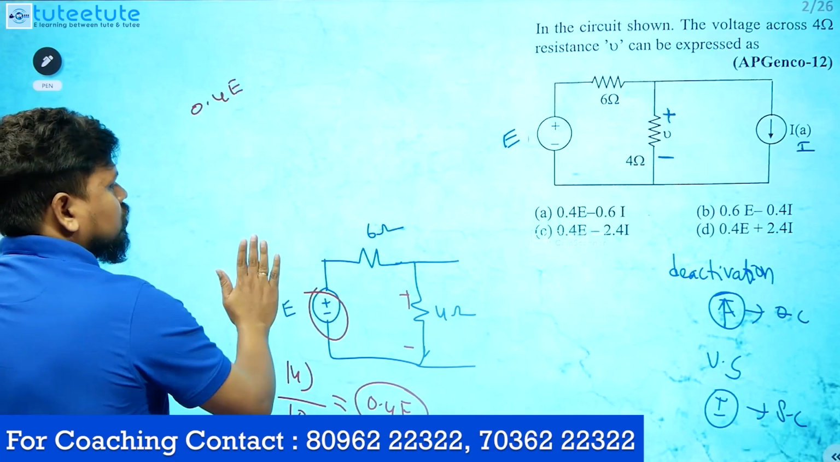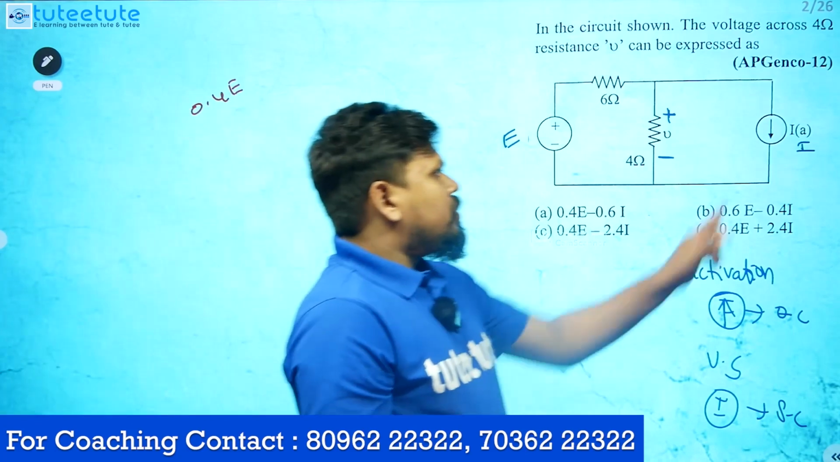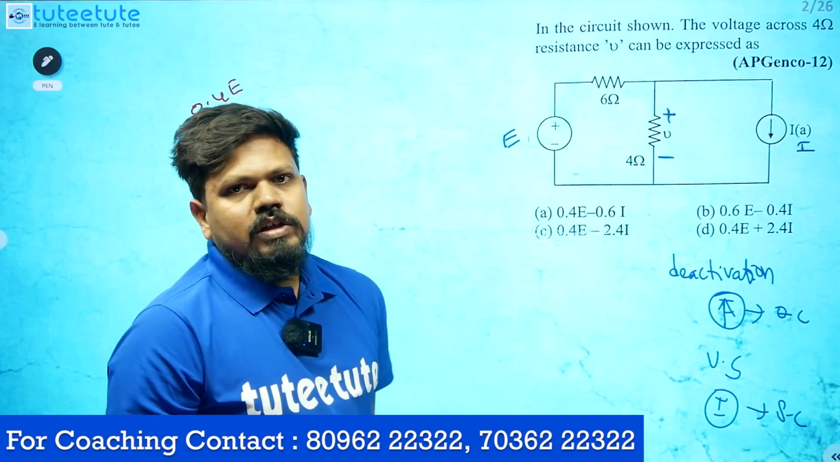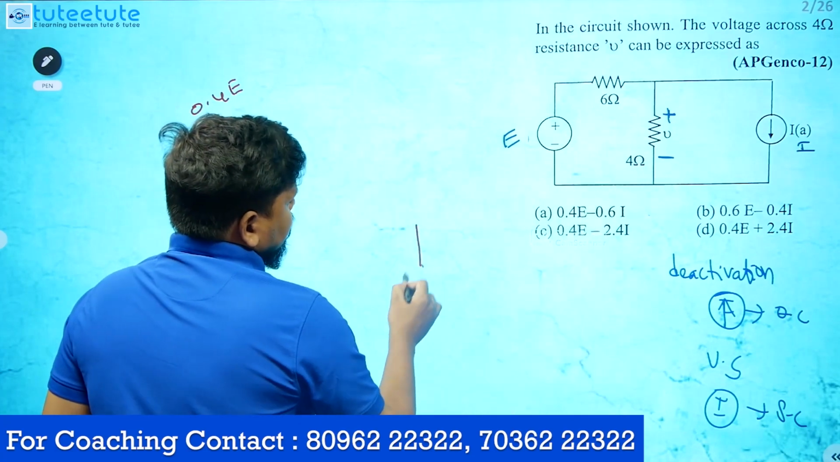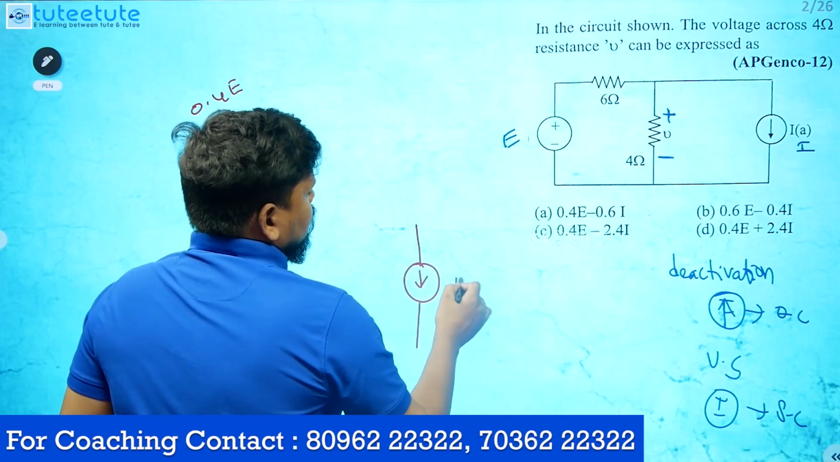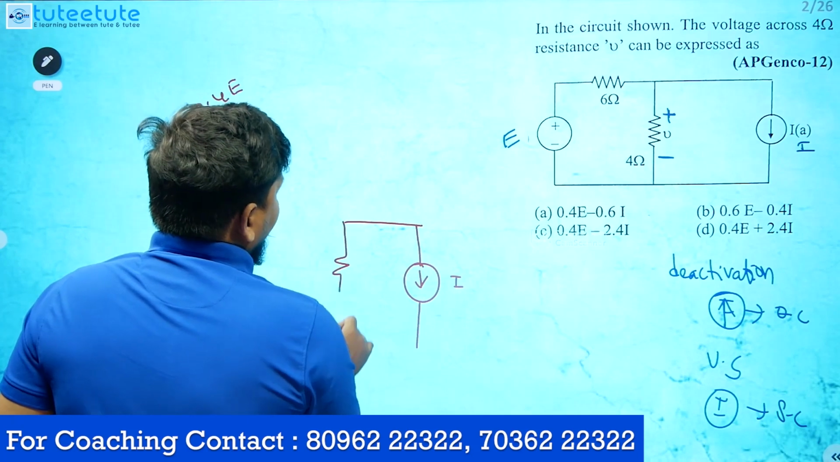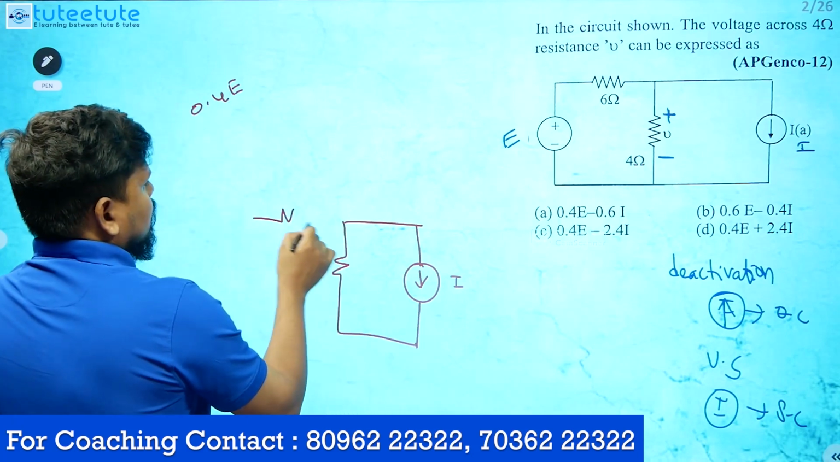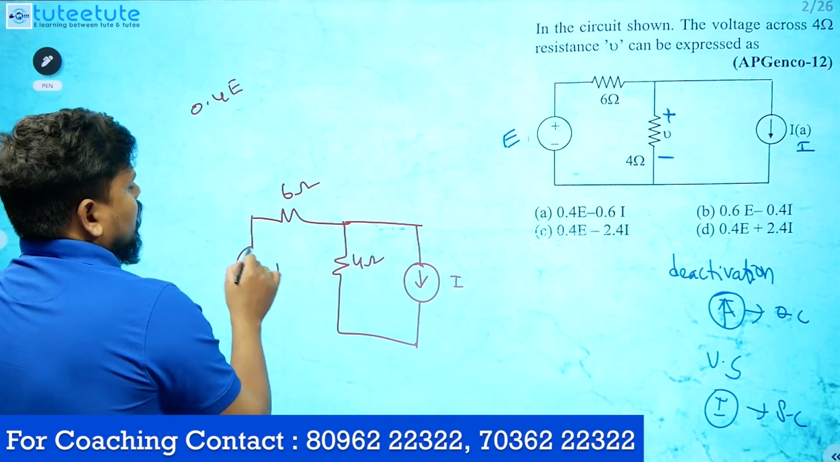This is the superposition theorem, right? I am applying the superposition theorem. Because of the other source also, you will get some voltage across this. So we have to deactivate this one now. Let's draw the circuit. Whatever current goes will be divided into these two. This is the 6 ohm resistance, this is the 4 ohm resistance, and here we have E.